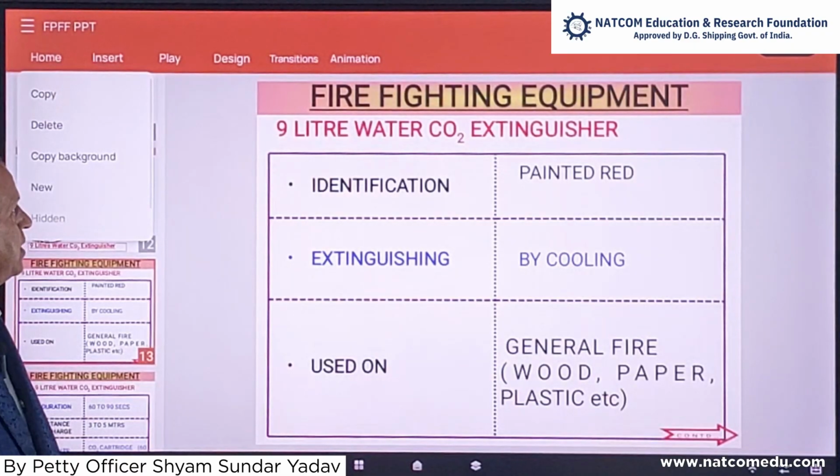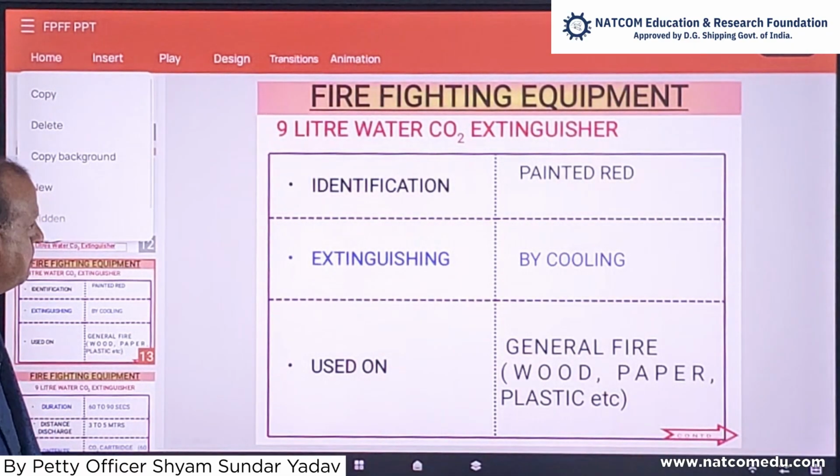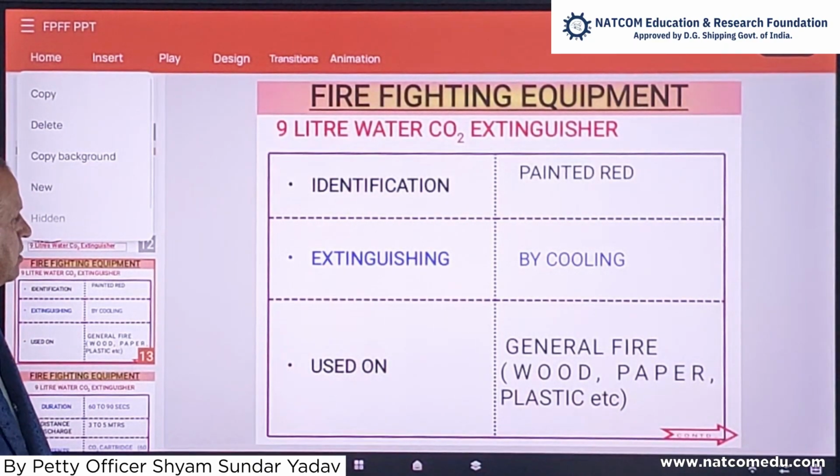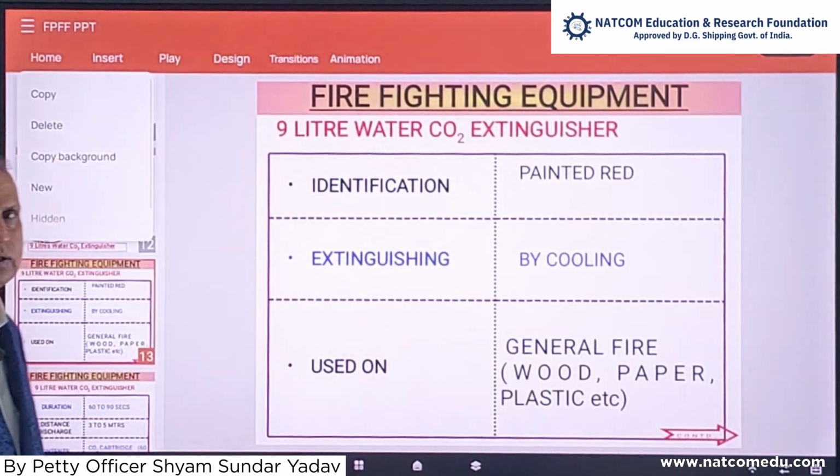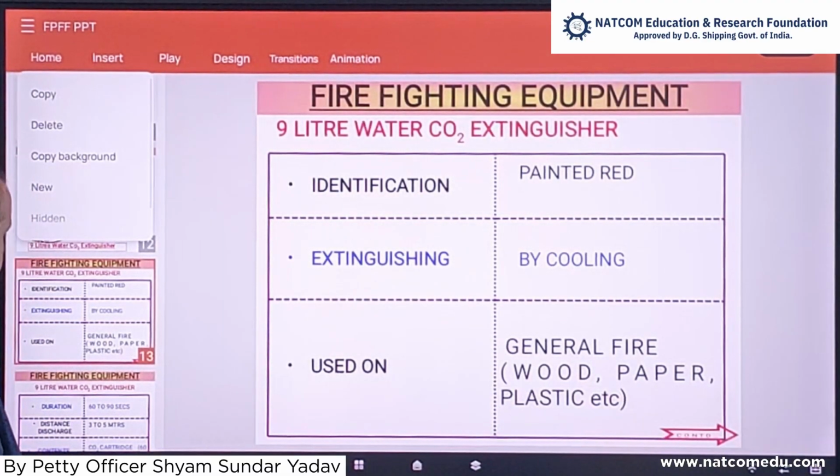So how to identify this 9-liter water type fire extinguisher? Identification is painted red on top of your fire extinguisher. When we are extinguishing the fire, what does it do? Cooling, because this fire extinguisher has only water. Which fire can we use it on? General fire like wood, paper, plastic, etc.